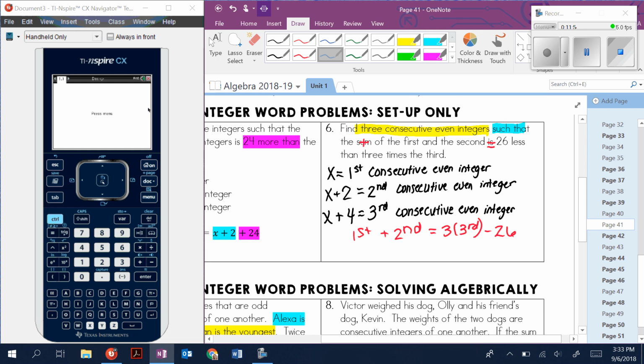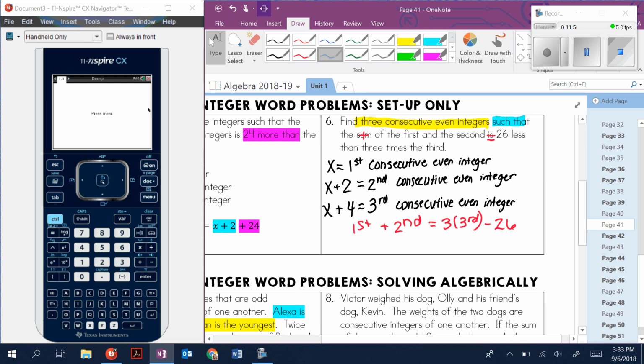Okay, well, we can't leave first, second, and third, so we're just going to replace. So the first integer is x, plus the second integer is, yep, x plus 2. We could use parentheses. We don't necessarily need it with adding, but we definitely need it with 3 times the third, which is x plus 4, minus 26. And there you have it. There is the equation that they were looking for.